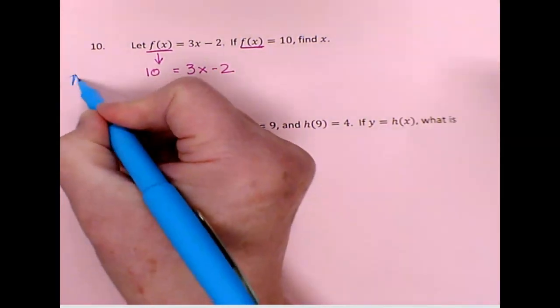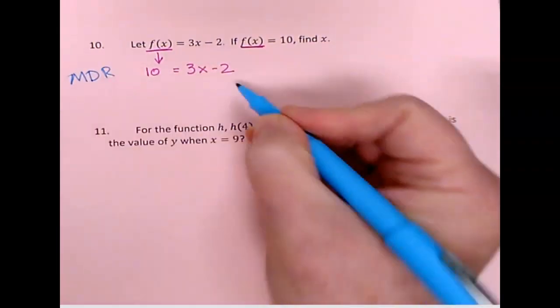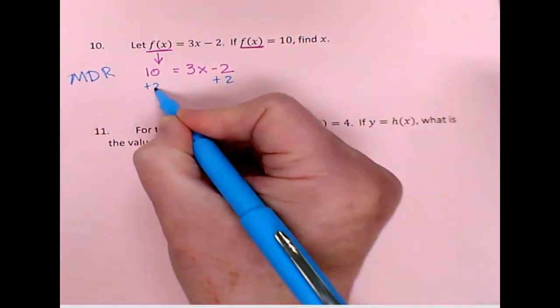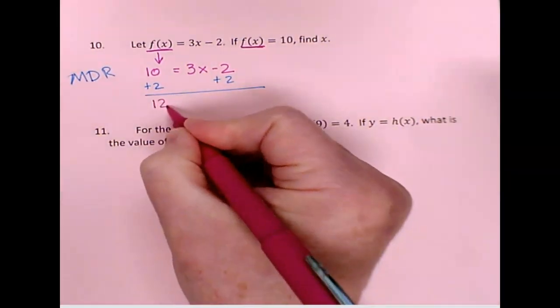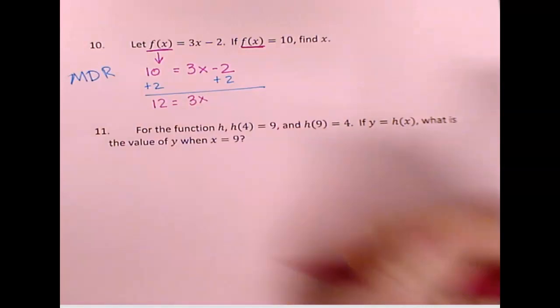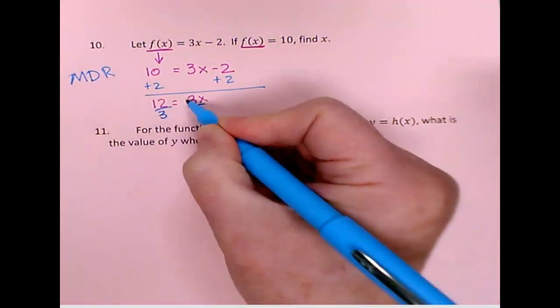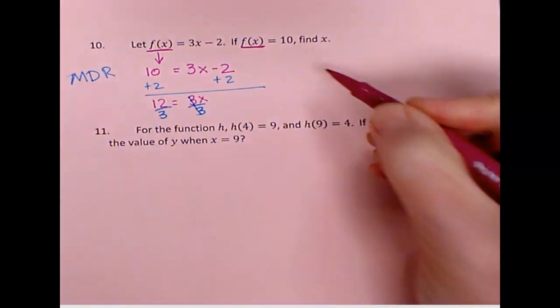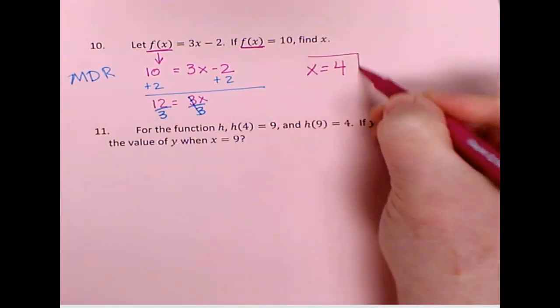I need to move the 2 and then divide and then reduce. I need to add 2 to both sides of the equation. I need to divide both sides of the equation by 3. I need to reduce 12 divided by 3.